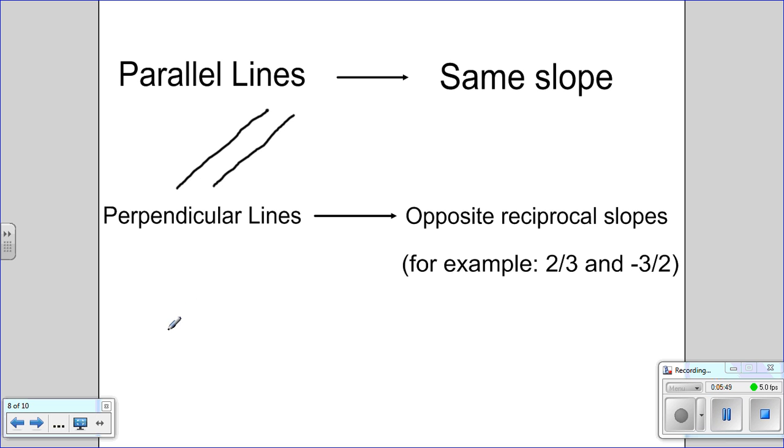Perpendicular lines are lines that cross at 90-degree angles. So there's perpendicular lines. I'll draw in my 90-degree angle. What's important about these slopes is that they're opposite, meaning one is positive, one is negative, and they're also reciprocals. For example, if the first slope is 2/3, the other slope has to be negative 3/2. So the perpendicular lines have opposite reciprocal slopes.